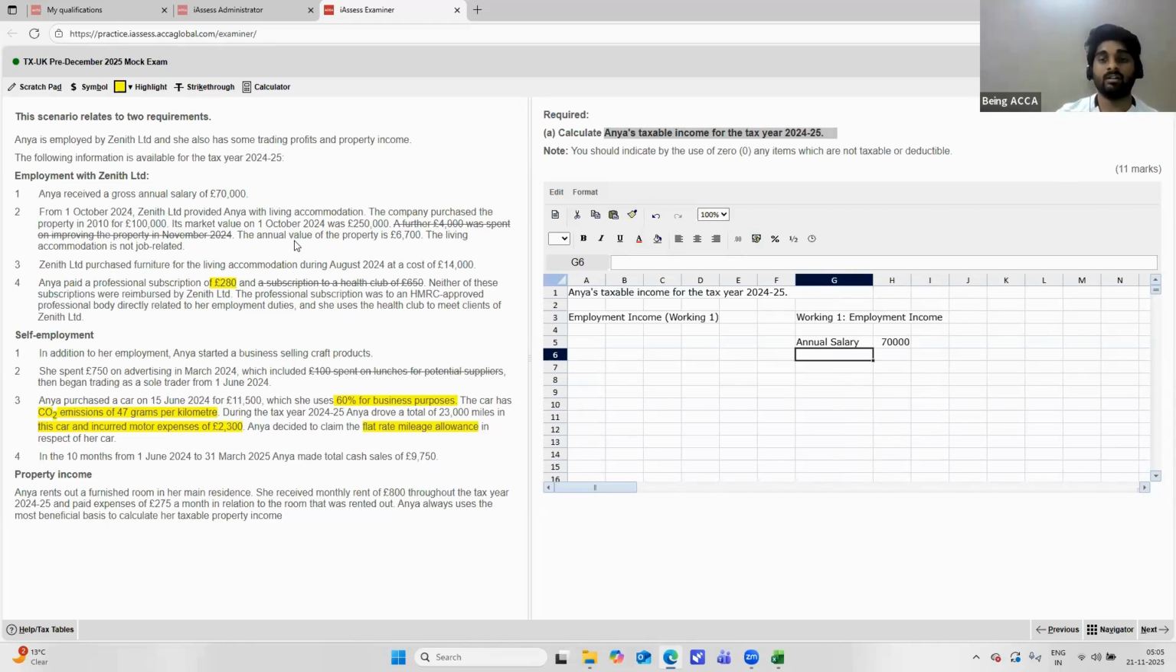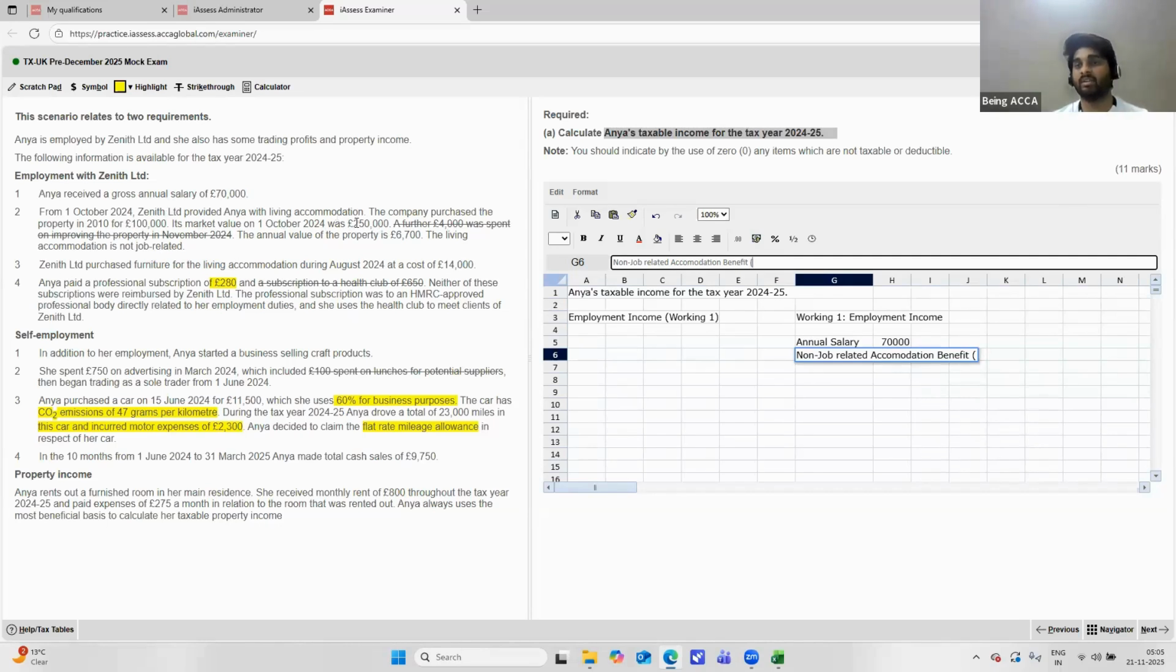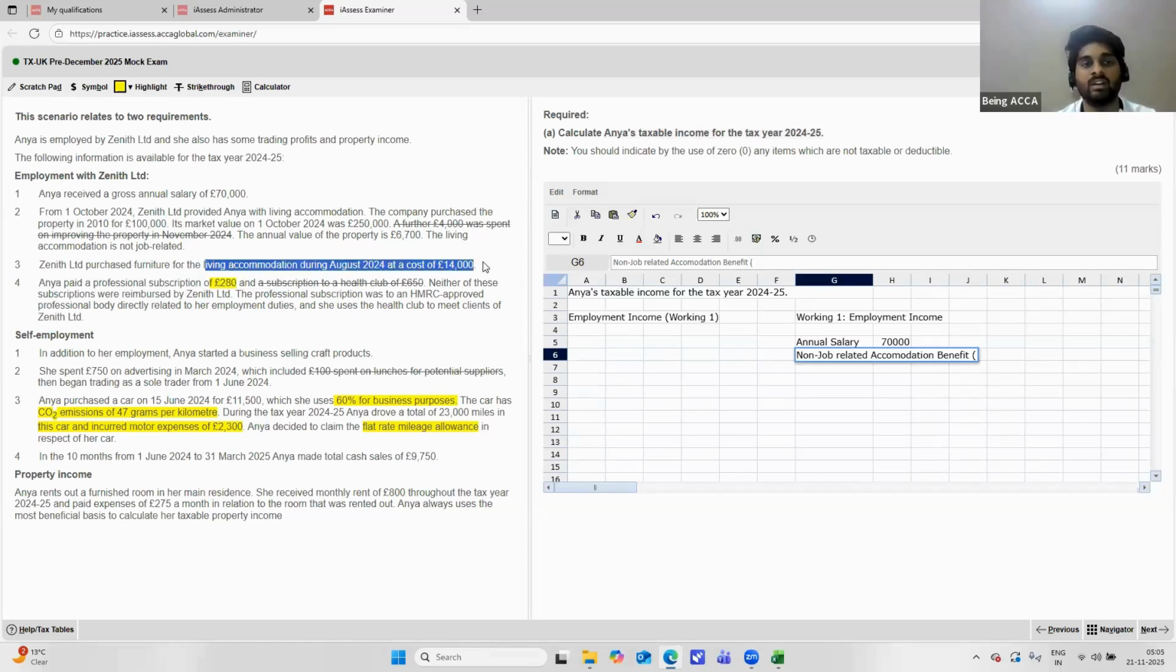Next would be non-job related accommodation. Related accommodation benefit. Non-job related accommodation benefit. How do we calculate that? Accommodation benefit. Always remember, because this has a lot of points that have to be considered. One is the annual value, and the other is the excess because it is a higher valued property. So you'll be having an additional taxable benefit on that. These two are included. Along with that, there's also a living furniture relating to the accommodation.